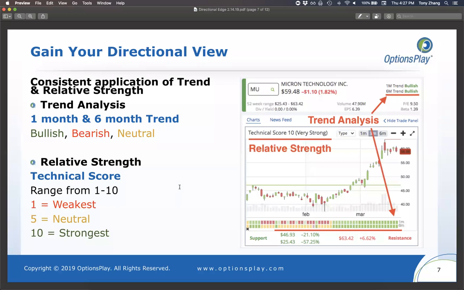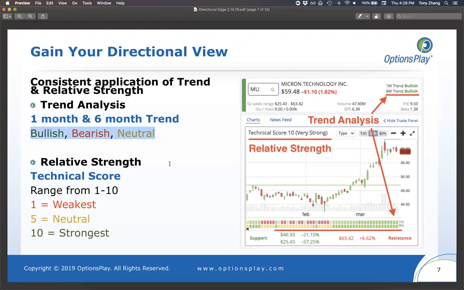So for trend analysis, we offer what's called the 1 month and 6 month trend analysis. This gives you a simple reading. Instead of having to figure out which moving average to use and how to interpret that moving average, it does that work for you and simply tells you whether the 1 month and 6 month trend is either bullish, bearish, or neutral. So what that means is that it applies the same moving averages day in and day out, and applies the same reading of those moving averages day in and day out, so that you gain that directional view, or more of an objective directional view on any stock that you're looking at.